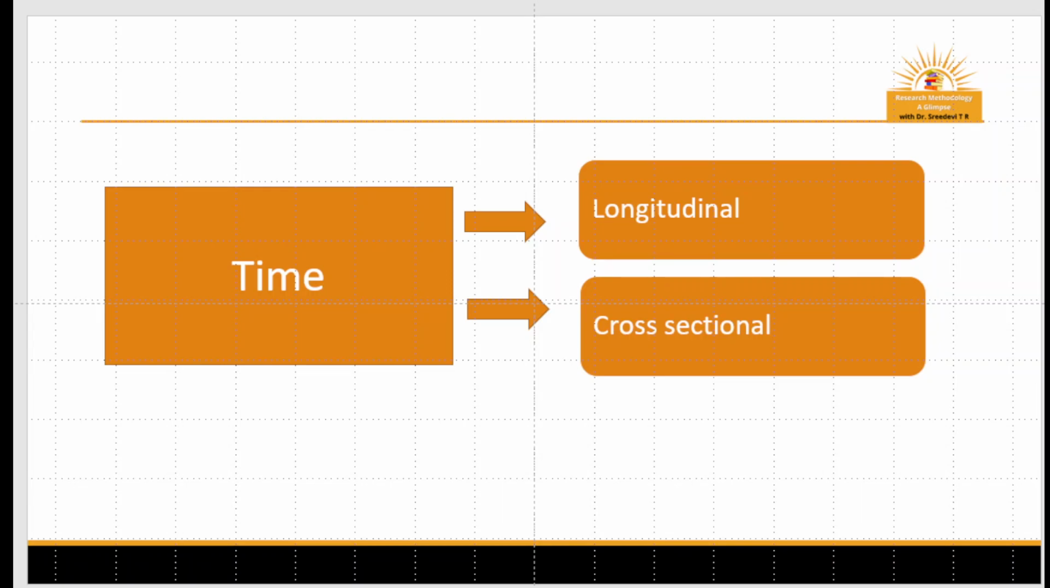Again, based on time, it can be longitudinal research or cross-sectional research. In longitudinal research, studies are done in samples at more than one point of study or occasion, monitoring the same event, individual or group over a defined period of time. Examples: trend studies, panel studies. In cross-sectional research, samples are studied at one point in time or occasion. One example is quality of life of patients on hemodialysis.